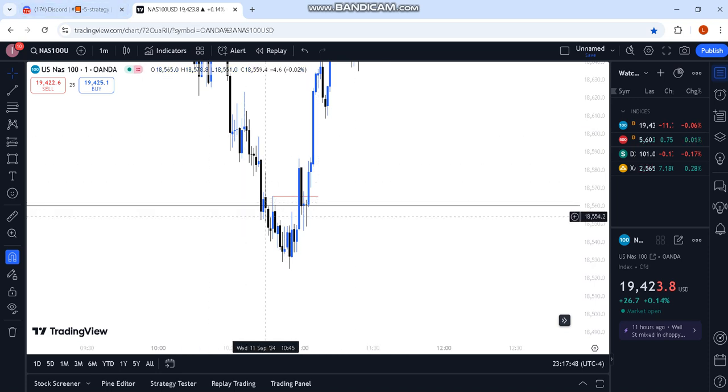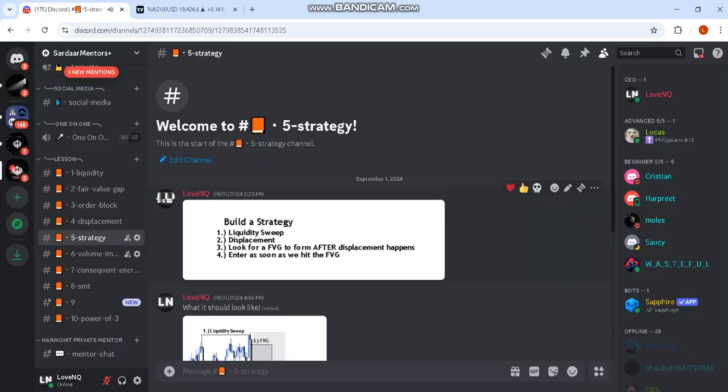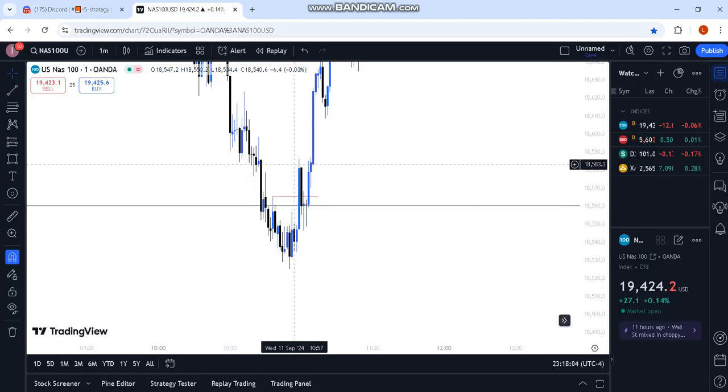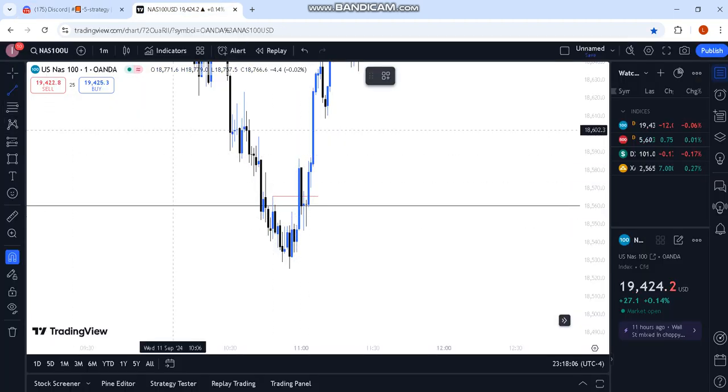Because if you look at the displacement lesson, if structure shifts and we close above a high right here, that's displacement to the upside. So we close above a high, so displacement is checked off and it's done. Number 3, look for a fair value gap to form after displacement happens. Displacement has happened. So let me just show you guys how this setup is supposed to look.